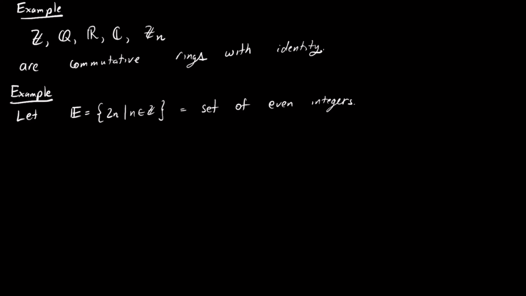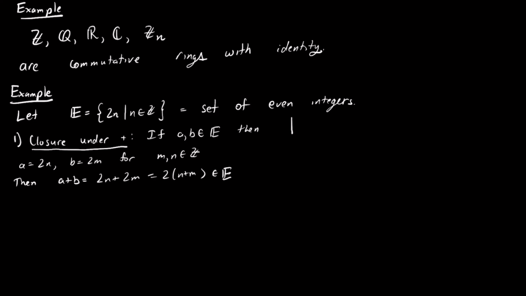So the first example we'll look at is the set of even integers. So why is this a ring? Well, let's check that it satisfies our axioms 1 through 8. First, let's check closure under addition. All this property is saying is that if I take two even integers and I add them, then their sum is also even. So if I combine two evens, I should also get an even back.